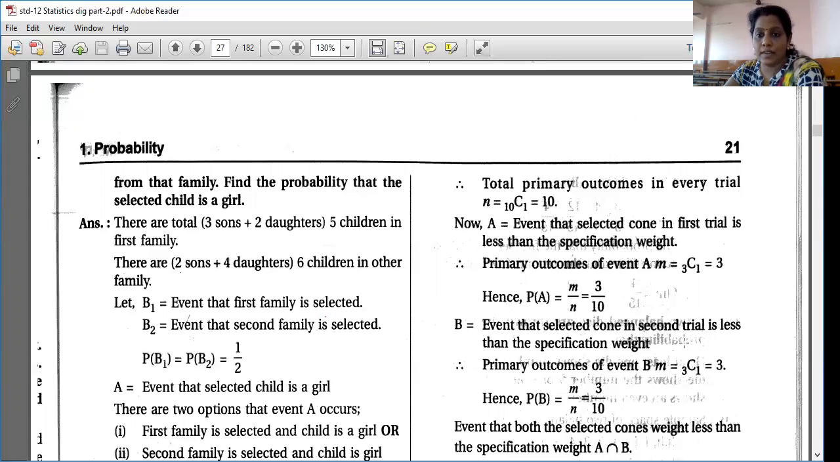Okay, second trial. For the second trial, now B is the event that the cone selected in the second trial is less than the specification weight. So here B equals 3C1. Again it will be 3C1 only.